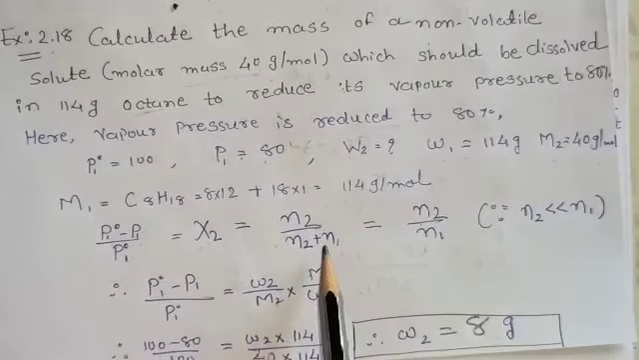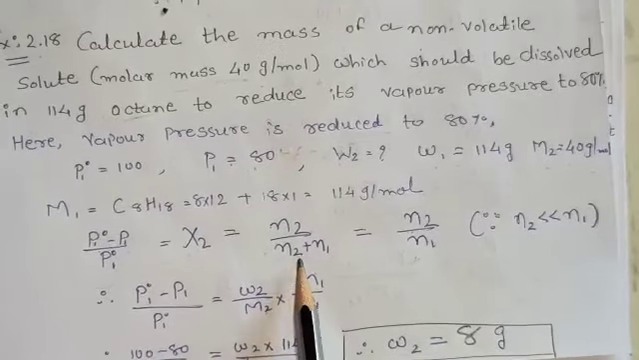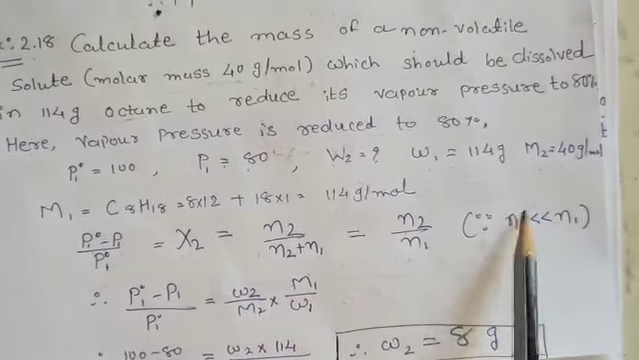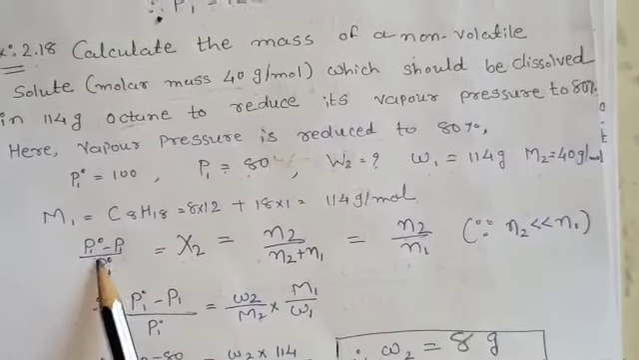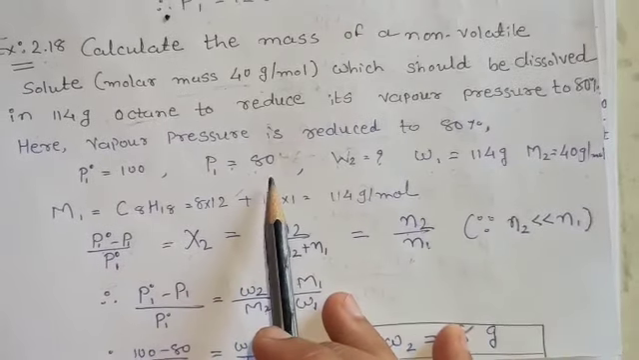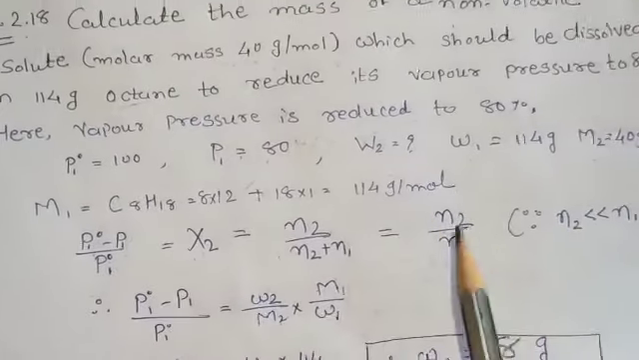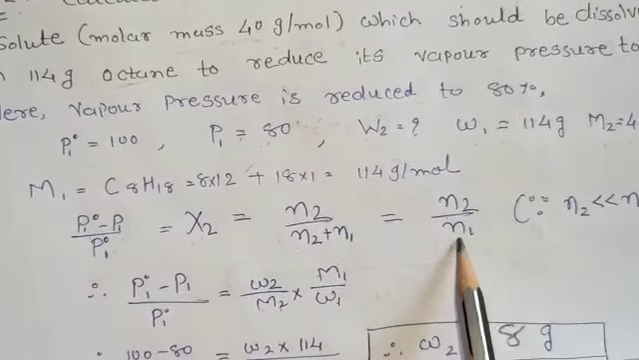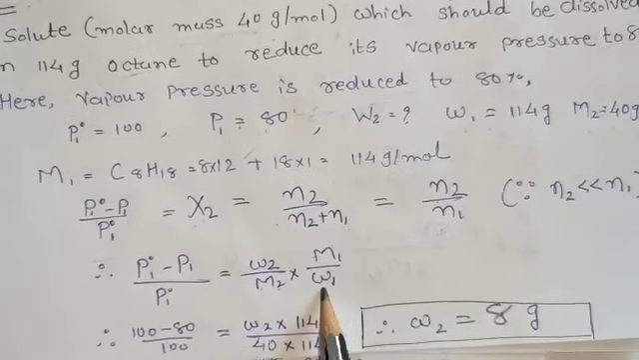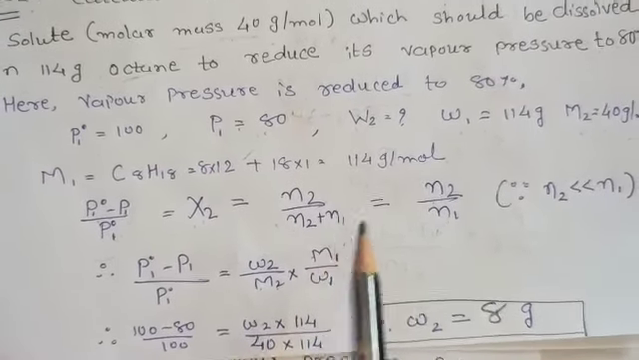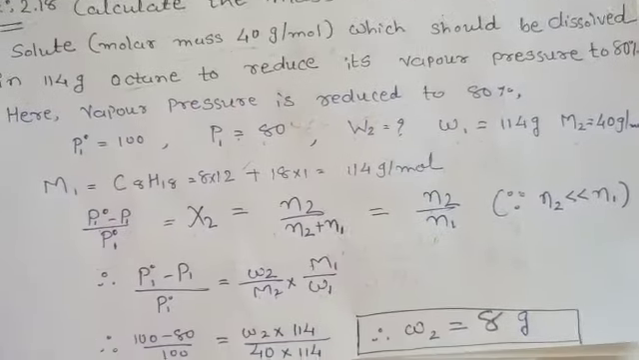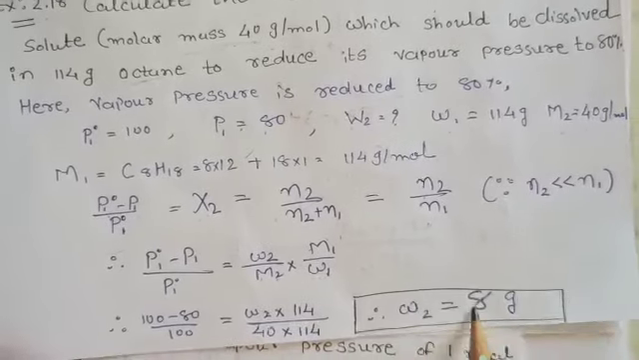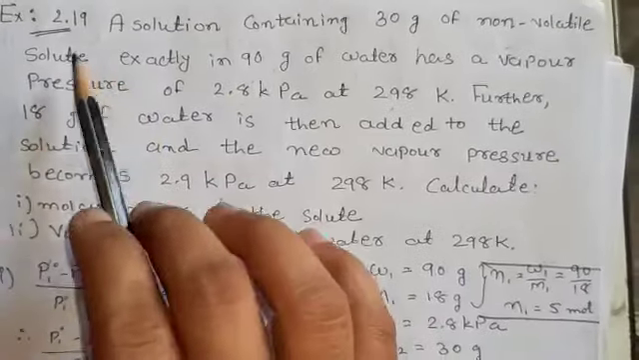Mole fraction of solute equals moles of solute divided by total mole. Here moles of solute is very small compared to the moles of solvent, so we can neglect it. So we get P1 naught minus P1 divided by P1 naught equal to N2 by N1. Now moles of solute equals mass of solute divided by molar mass, and moles of solvent equals mass of solvent divided by molar mass of solvent. Replace all the given values and you will get the mass of solute, which is 8 gram. Right, now question number 2.19.